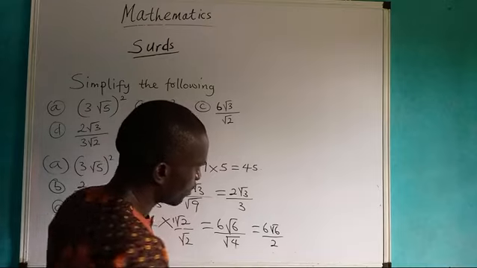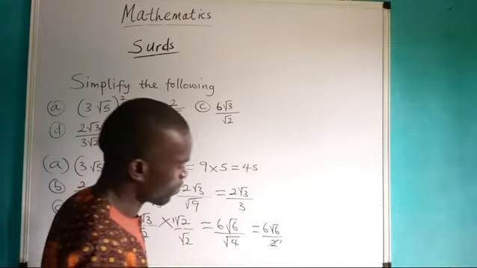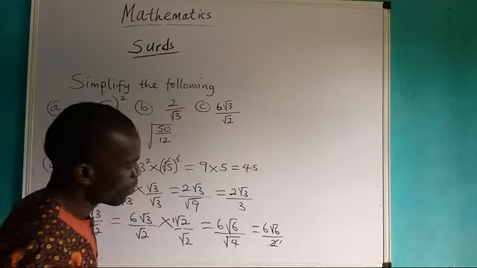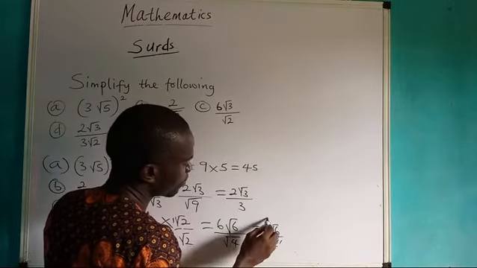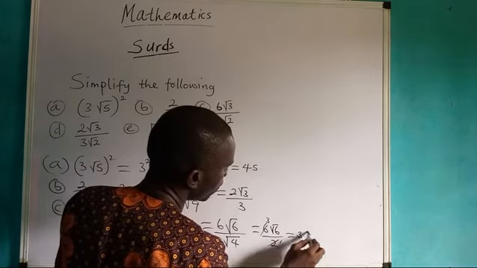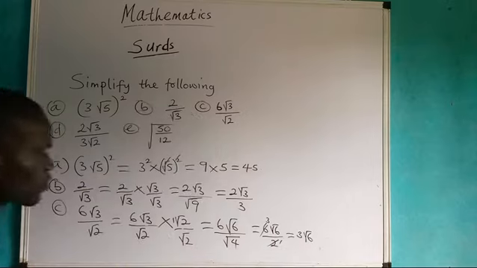Do you know that 2 can share 2, and you say 2 divided by 2 is 1. 2 can still divide 6, and it becomes 3. Therefore, my final solution becomes 3 root 6. That one becomes my final solution here.